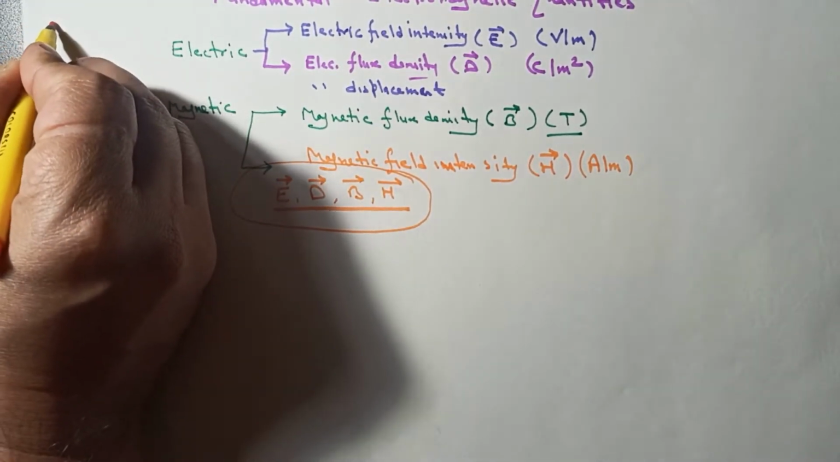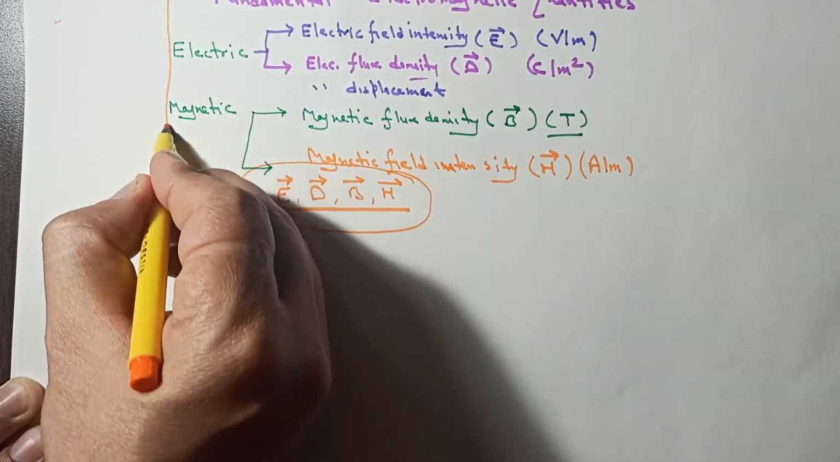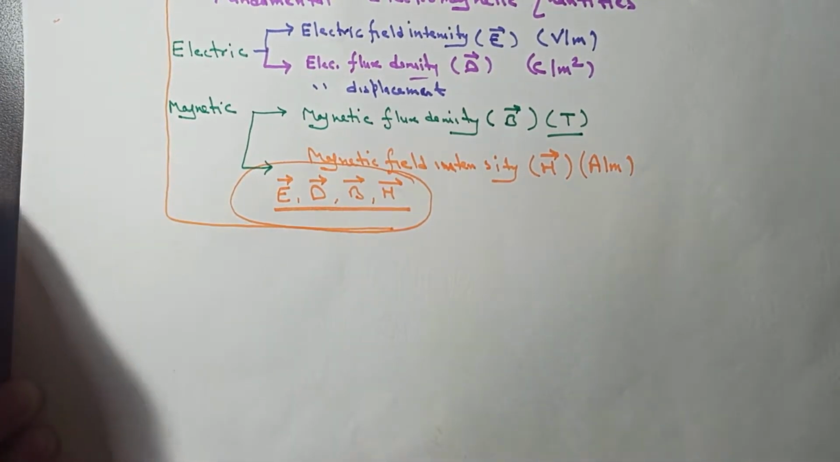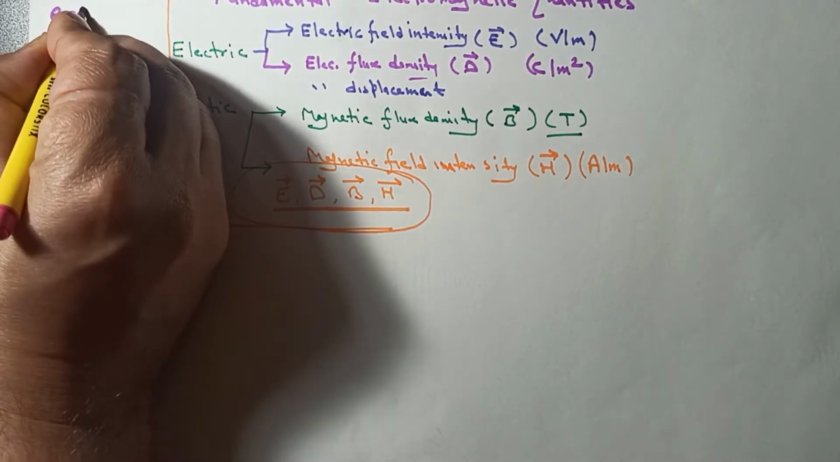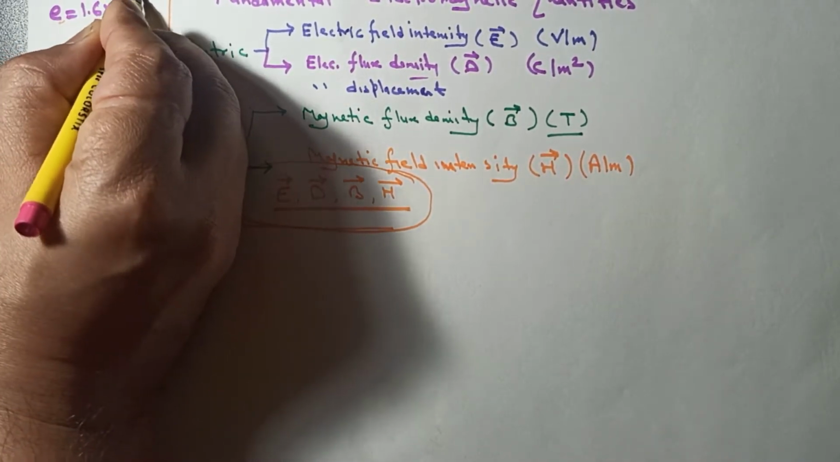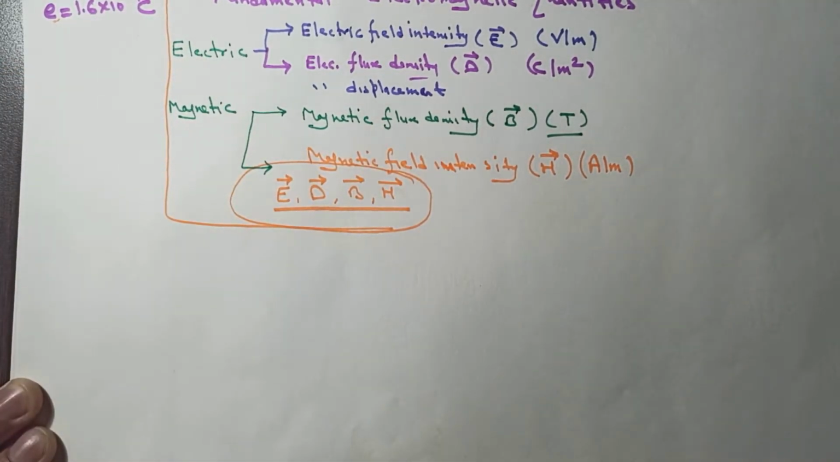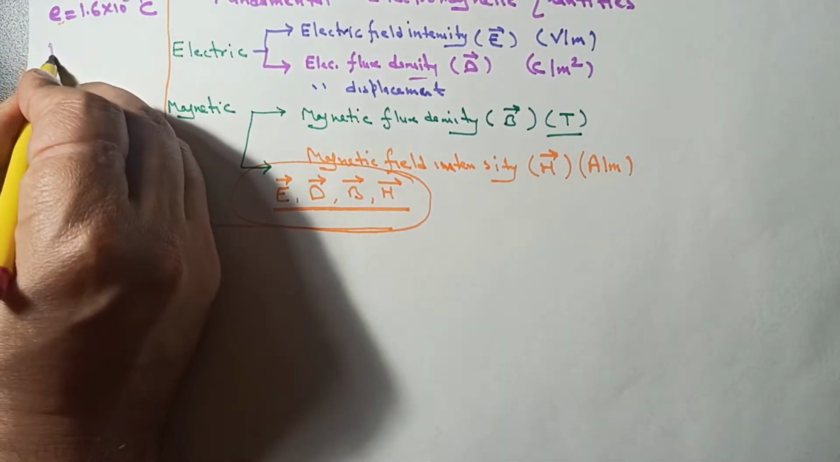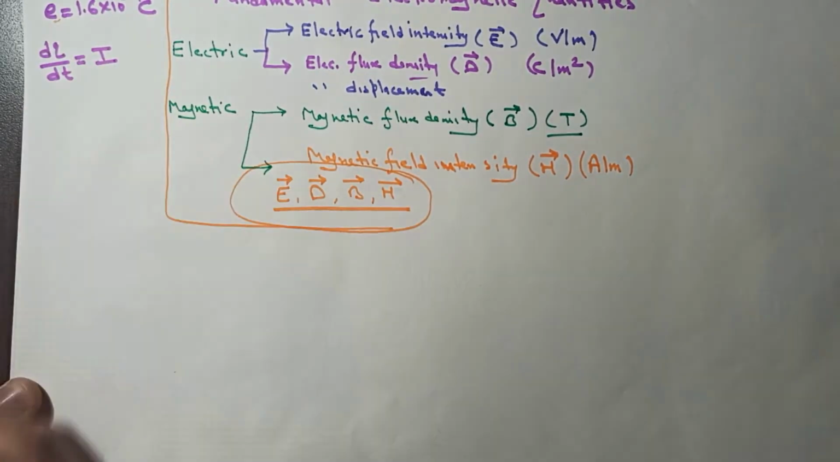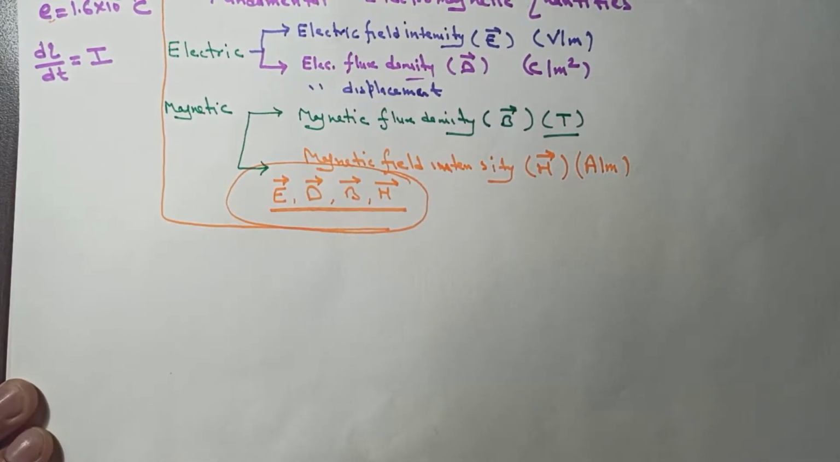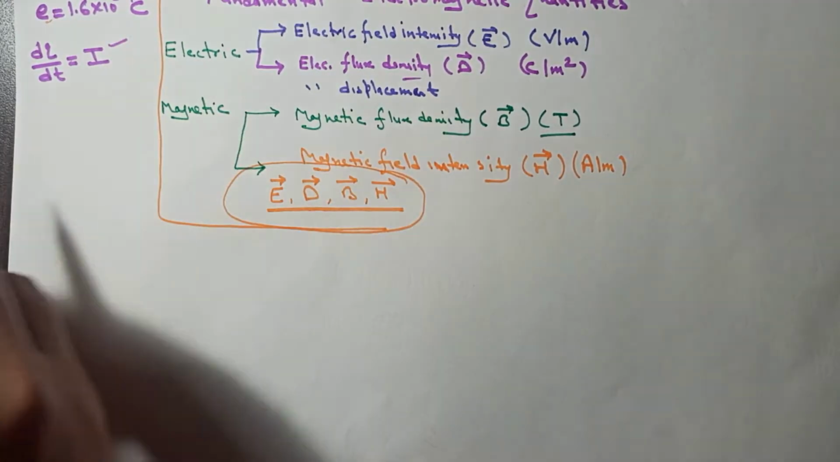So you should know what is the charge on an electron. Charge on an electron is 1.6 into 10 to the power minus 19 coulomb. Know that. And the movement of the charge will produce the current. So the rate of change of charge, dq by dt, will give you the current. This is the basic definition of current: rate of change of charge with respect to time. But in electromagnetics, this current is a scalar quantity.